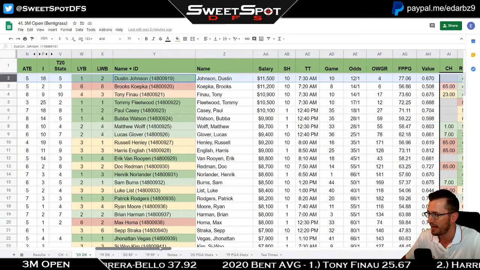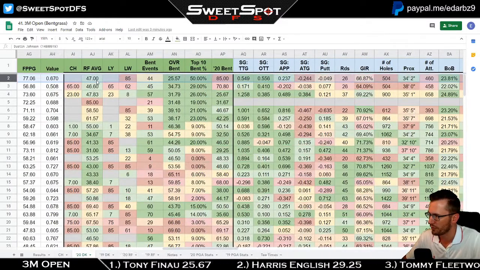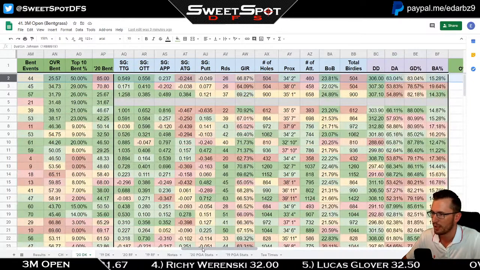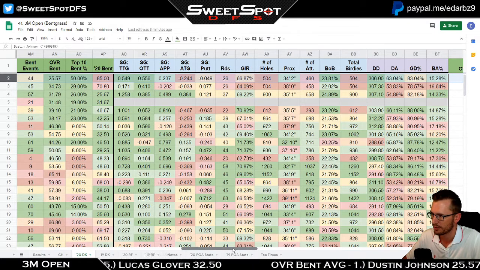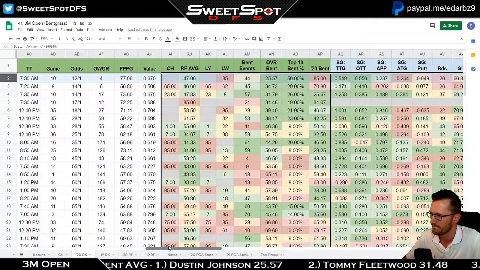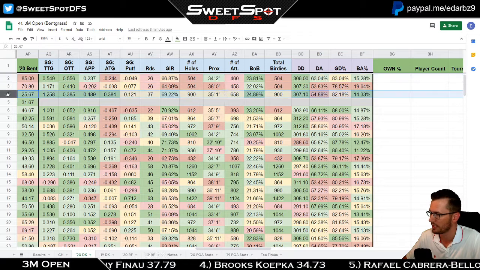It says 5. I go over course history, recent form, overall bent, so there's 1. 2020 bent, we don't have 1. Tee to green, there's 2. Off the tee, there's 3. Birdie or better, there's 4. And I swear I did not do driving distance. Let's see, 1, 2, 3, 4. Okay. I must have included all of the stats. So driving distance would have been 1. We can double check that here.